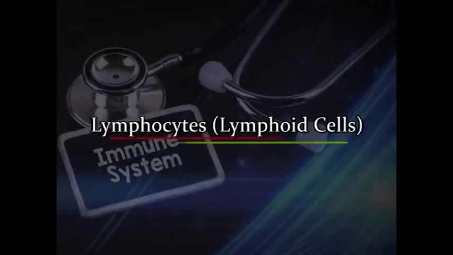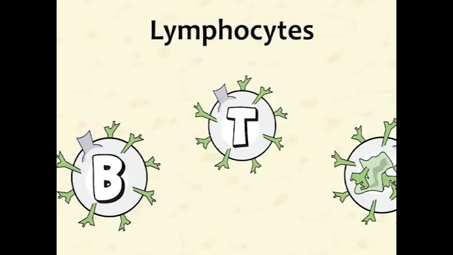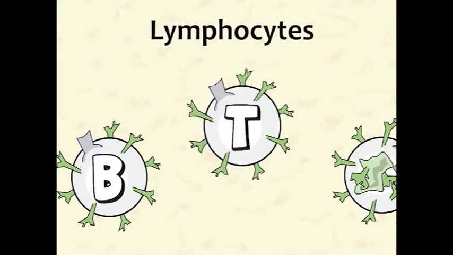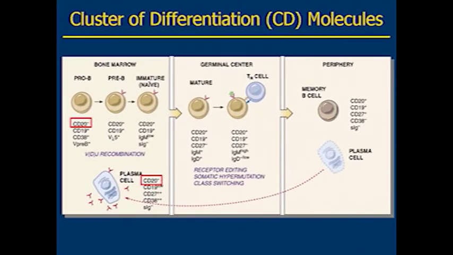Lymphocytes or lymphoid cells. Lymphocytes constitute 20 to 40% of the body's WBCs and 99% of the cells in the lymph. Lymphocytes are subdivided into three populations: B cells, T cells, and NK cells. Different lineages or maturational stages of lymphocytes express different membrane molecules called cluster of differentiation, or CD.